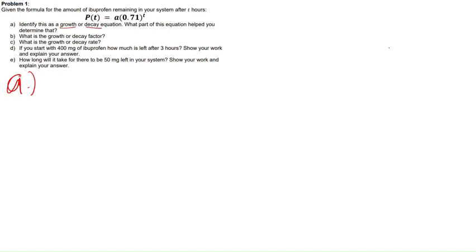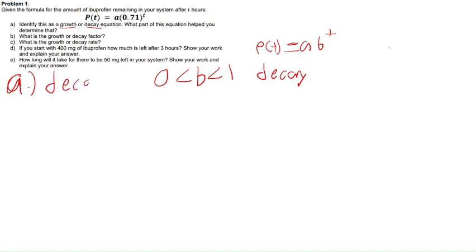The way that we tell if it's a growth or decay equation is what the b value is. So it goes a times b to the power of t equals p of t. That's this equation, it's a little not neat. If the b value is in between 0 and 1, then it is a decay equation. So this is decay because 0.71 is in between 0 and 1.